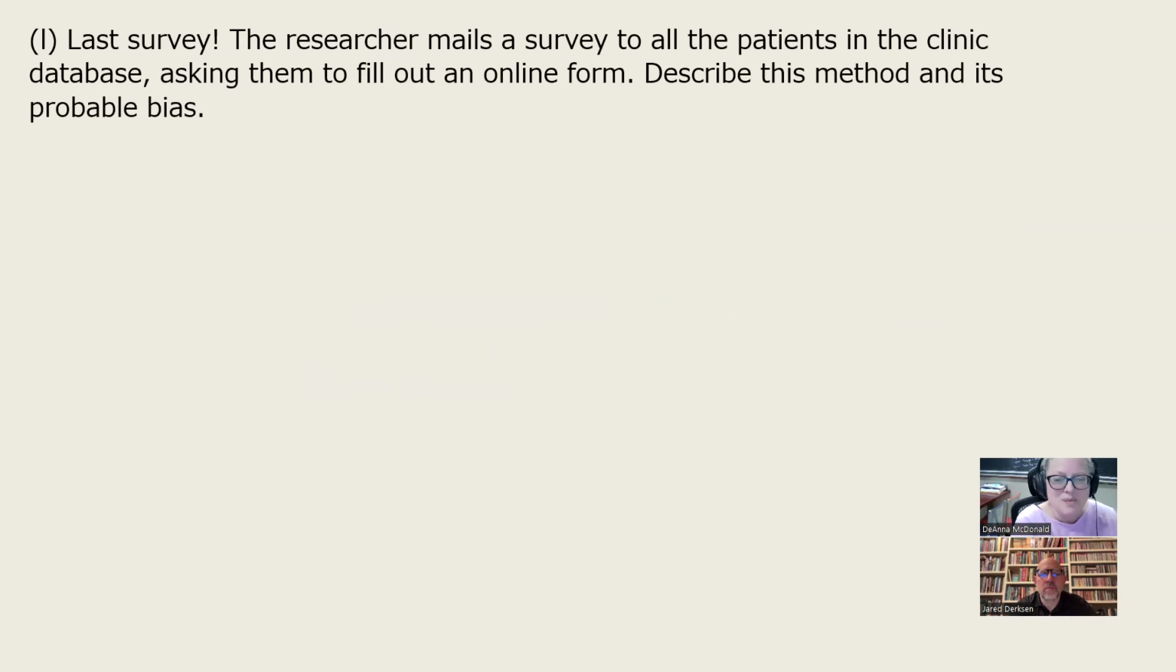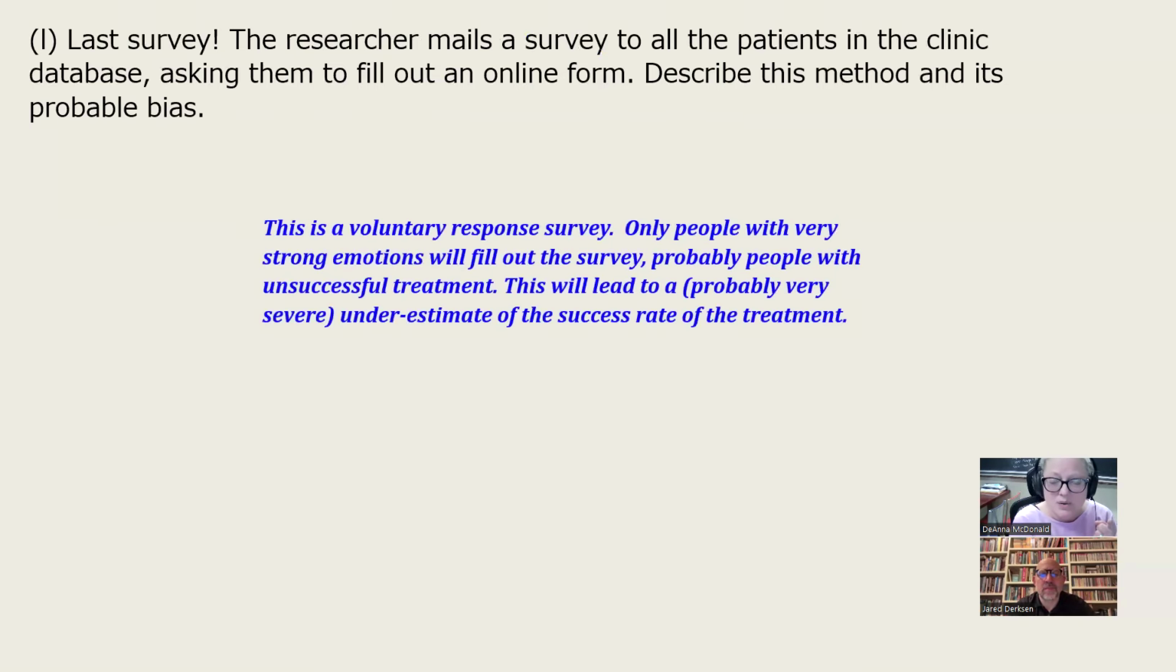Okay. One more survey, but it's the last. The researcher mails a survey to all of the patients in the clinic. Now, when I send a survey out to every single person, I'm thinking that might be a census. I'm going to ask them to fill out an online form. Describe this method and its probable bias. Well, again, you live in the world. What's going to happen? Well, this is a voluntary response. I'm inviting people to respond to my survey. So only the people with very strong emotions will fill out the survey, and probably people with unsuccessful treatments. Again, I'm living in the world, and that's my guess. This will lead to probably a very severe underestimate of the success rate of the treatment. So there's my identification, and there's my direction.